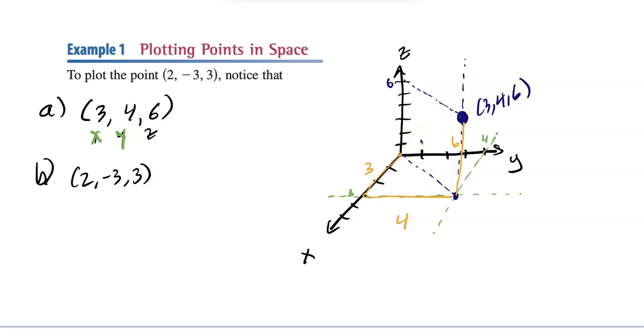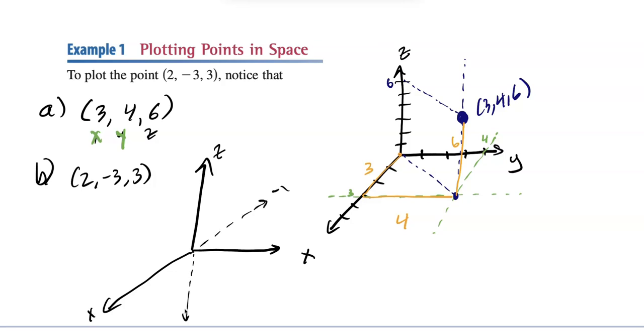Okay, how about the next one that has a negative value? Normally I'm doing the same grid, but I already did a lot on that one, so I'm going to do a brand new grid. Negative values, you actually extend them. This is Z, and negative Z will be down there. This is X, negative X will go over here. And this is Y, and negative Y will go over here.